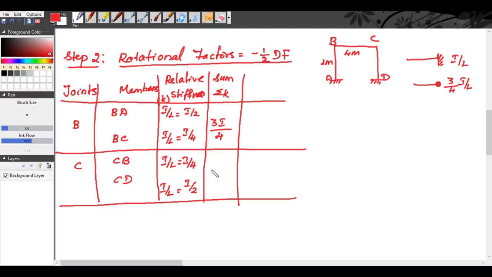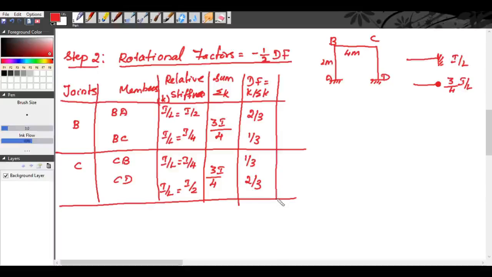I by 4 plus I by 2, we get 3I by 4. Now the distribution factor is equal to k by sigma k. For BA, I by 2 by 3I by 4, we get 2 by 3. For BC, I by 4 divided by 3I by 4, we get 1 by 3. So we should get 1, that is the distribution factor. Similarly for CB, I by 4 divided by 3I by 4, we get 1 by 3. For CD, I by 2 divided by 3I by 4, we get 2 by 3.